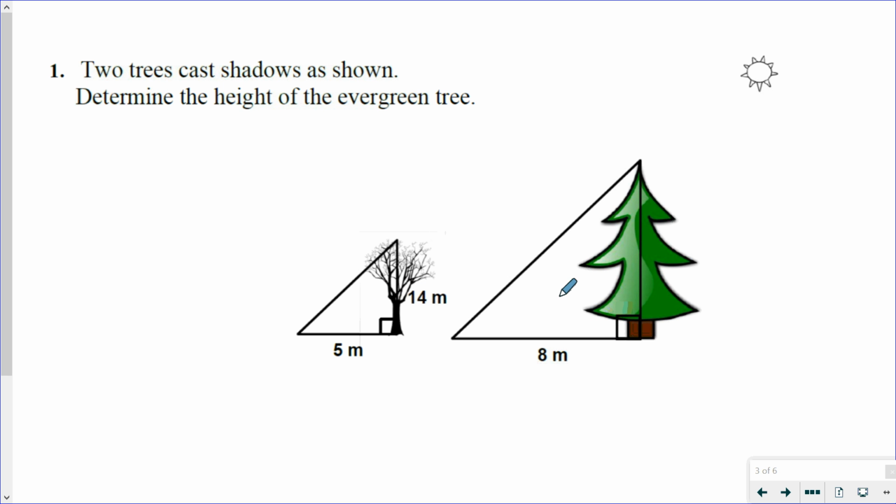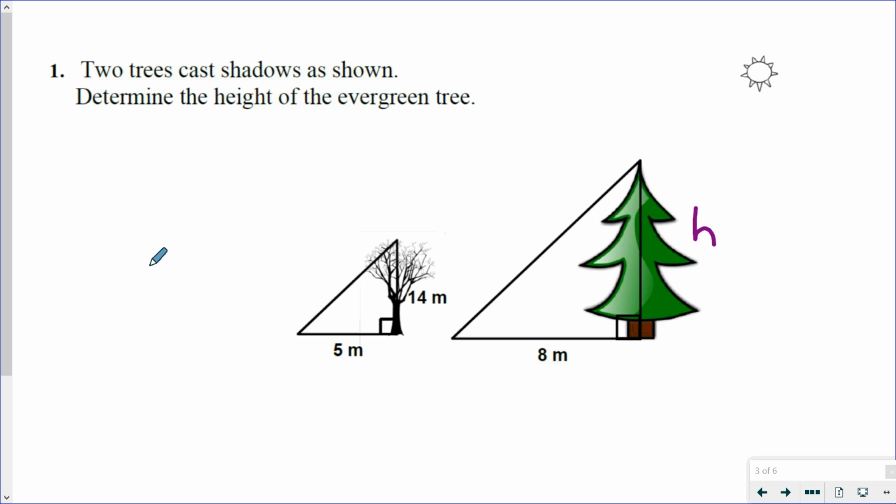So the picture is already drawn for us, so all we need to do is label what we're looking for, which is the height of the evergreen. So we're going to let this be H. Once you've labeled your diagram, now it's time to set up a proportion.